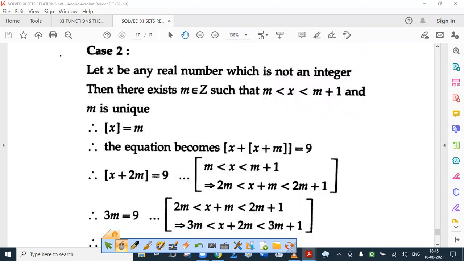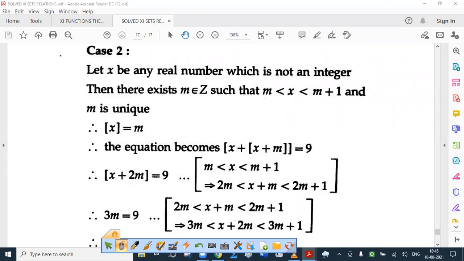Now, what is step value of x plus 2m? See, x plus 2m lies between 3m and 3m plus 1. So, step value of x plus 2m is nothing but 3m, the nearest integer to the left, that is 3m. Here, nearest integer to the left of x plus m is what? 2m. That is why 2m here.